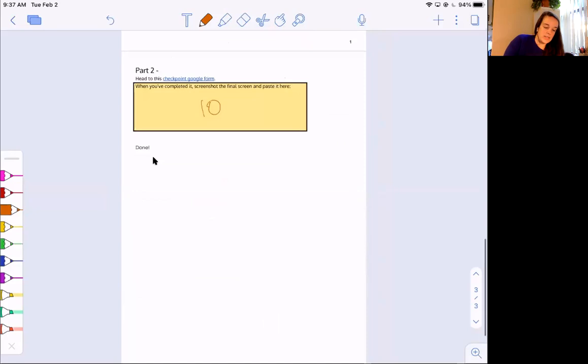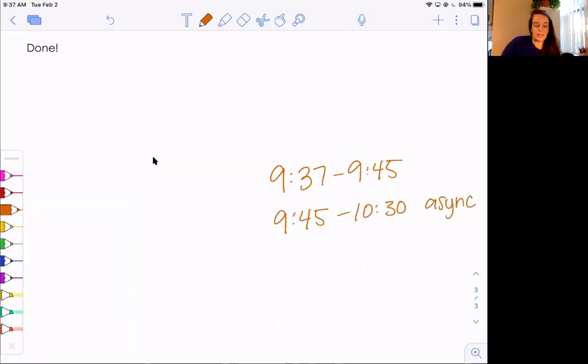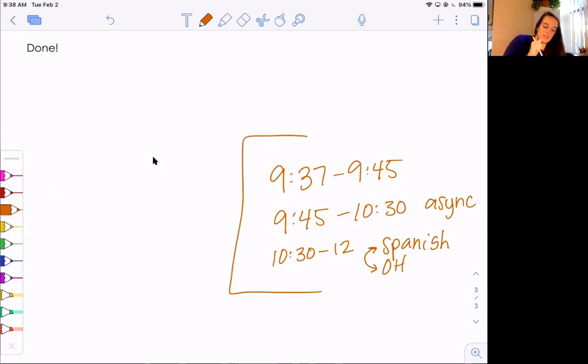So the schedule for the rest of the day is like this. We're gonna have some work time right now from 9:37 until 9:45. At 9:45 until 10:30, you're working asynchronously, right? And then from 10:30 to 12, you have Spanish. And then you also have office hours available. So these might be flip-flopped. Maybe you go to Spanish straight at 10:30. Maybe you go to office hours. You can come back at 10:30 for office hours, however you would like, right? So this is our schedule for today.